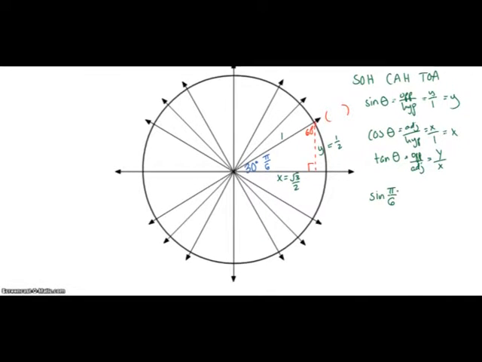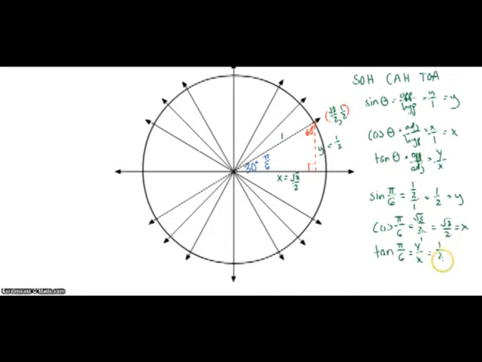Let's start with the sine. So the sine of pi over 6 equals the opposite side, or 1 half, over 1, which is just 1 half, which equals y. So our y value is 1 half. We can go ahead and write that in. And our cosine of pi over 6 equals square root of 3 over 2 over 1, which means it's just square root of 3 over 2, which is equal to x, which means our x value is square root of 3 over 2. So we can write that in here as well. The tangent of pi over 6 is, as we said before, y over x, which is going to give us this super funky looking fraction over fraction.